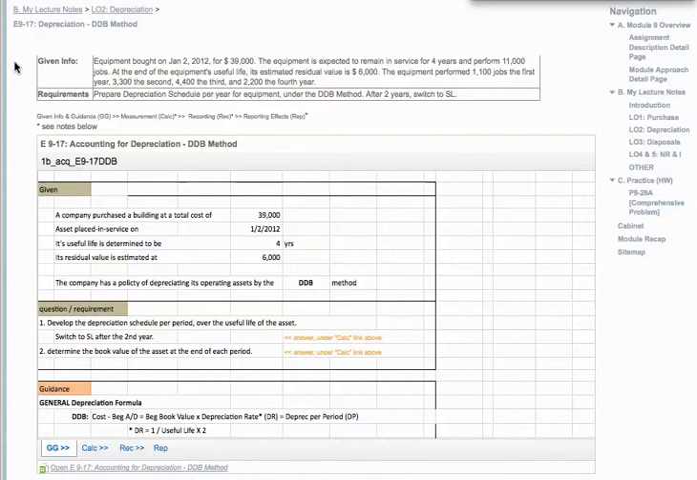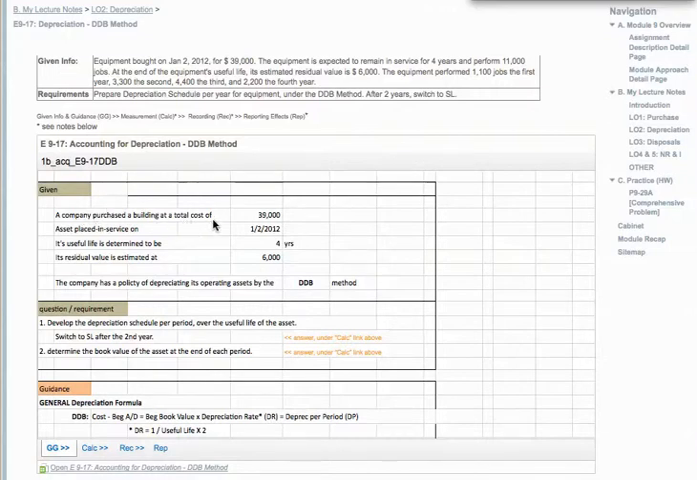Exercise 917 requires you to depreciate an asset using the double declining balance method, or DDB method. The given information comes from the textbook directly. I translated that into an Excel spreadsheet format. So as you can see, it's the same thing.